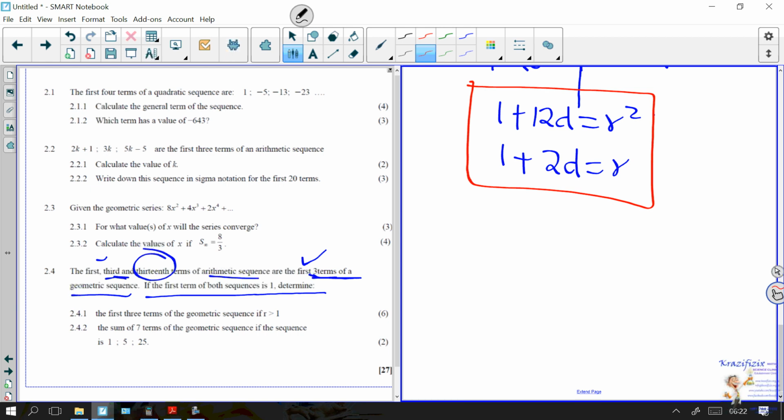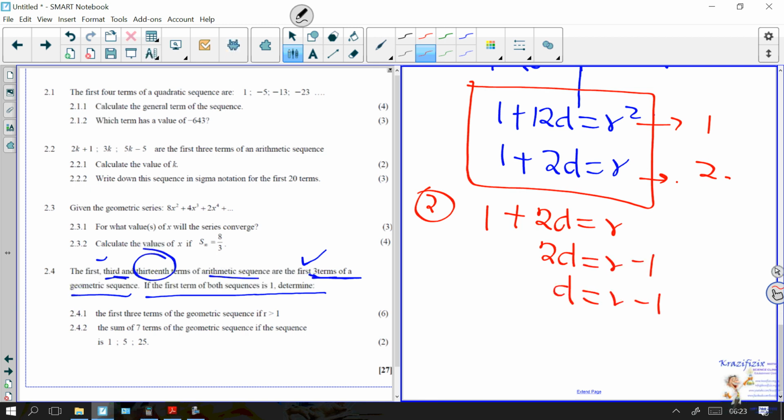To do this, we can look for D. Since I'm looking for R, let's substitute for D. From equation 2, 1 plus 2D equals R. 2D equals R minus 1. What is D? D equals R minus 1 over 2. All right, is that fine?